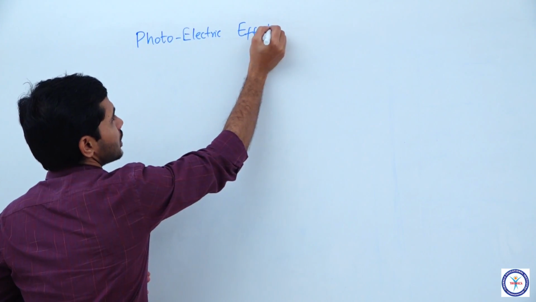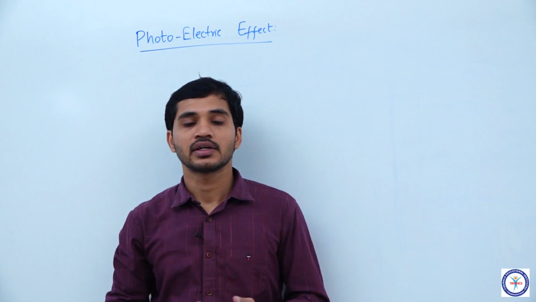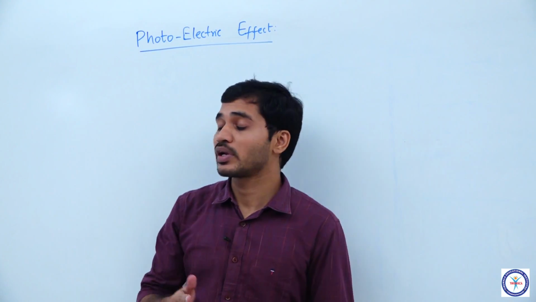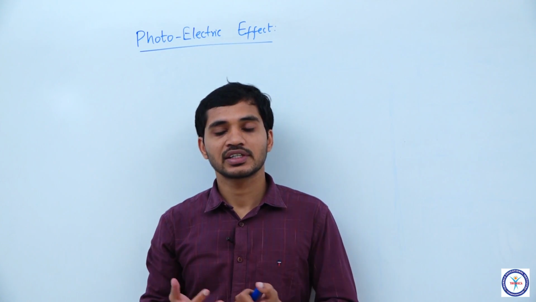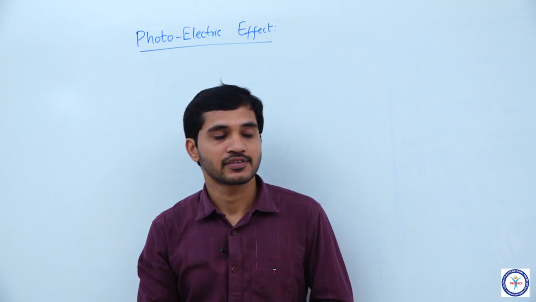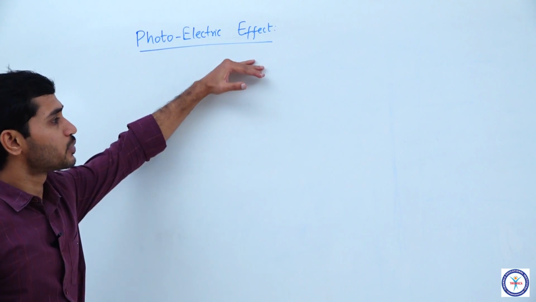It is basically a phenomenon of light, which is that whenever light is incident onto a metal surface, what we observe is that some electrons come out of that metal surface. That phenomenon is what we name as photoelectric effect. So it is pretty simple.